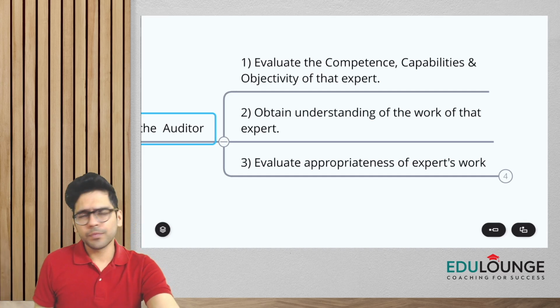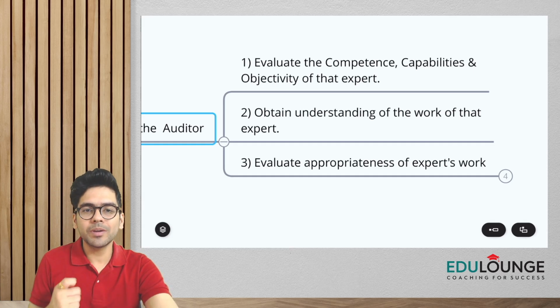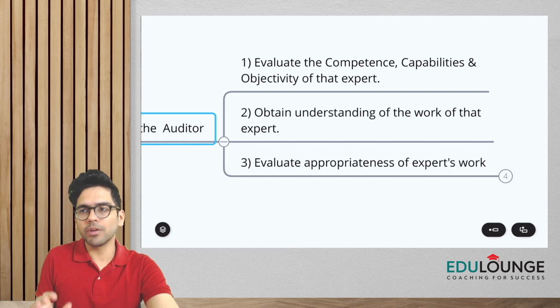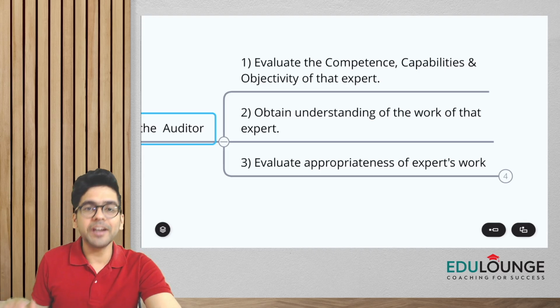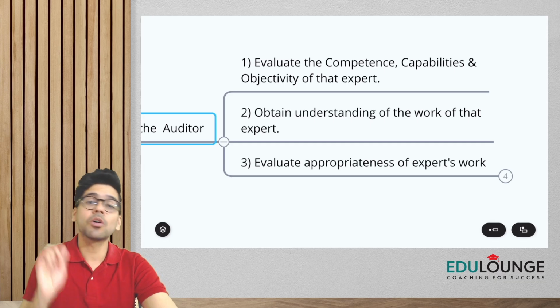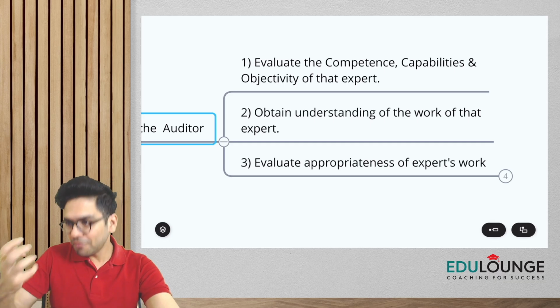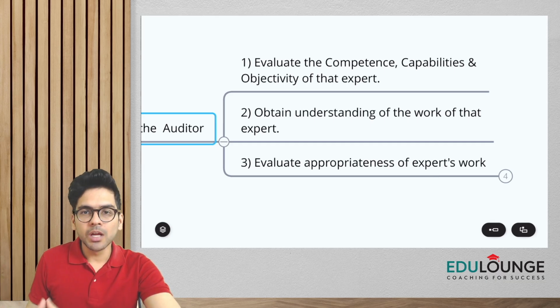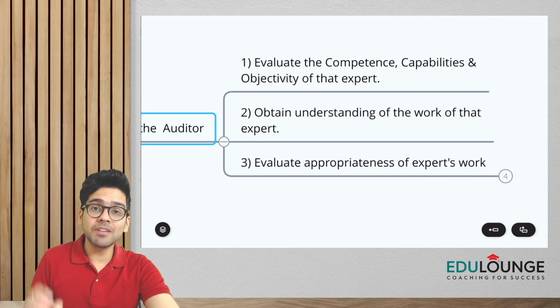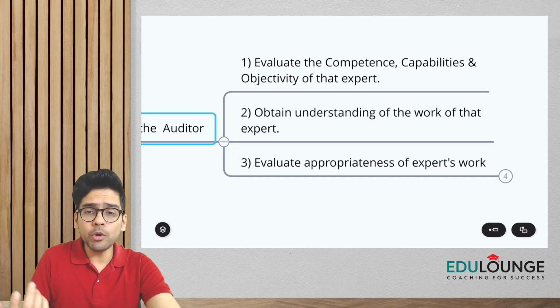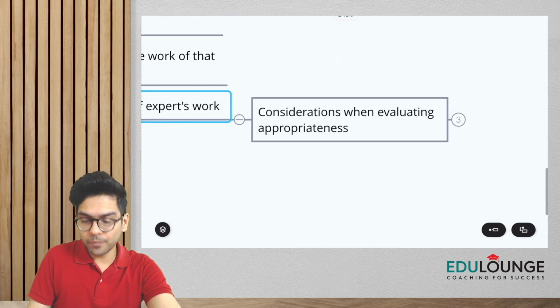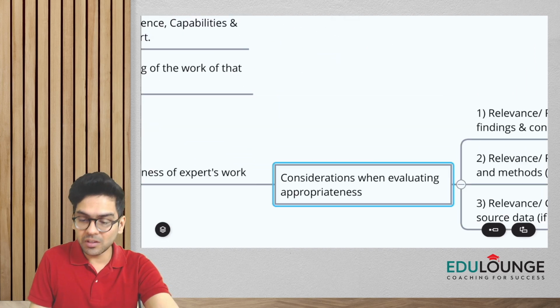Then you can't just blindly trust his work, but you have to obtain, see, you are a chartered accountant, at least if he tries and explains it to you, you will have some basic understanding, right? So you have to obtain an understanding of the work of that expert. And after having understood the work of that expert, you have to see whether his work is appropriate or not. Evaluate the appropriateness of the expert's work. And now how are you going to evaluate whether the work performed by the expert is appropriate or not? There are certain considerations. What are the three points again, guys?